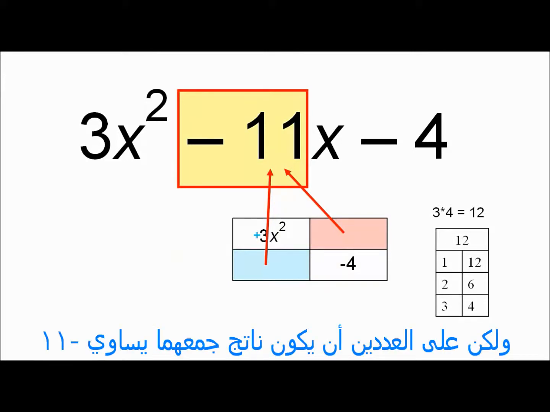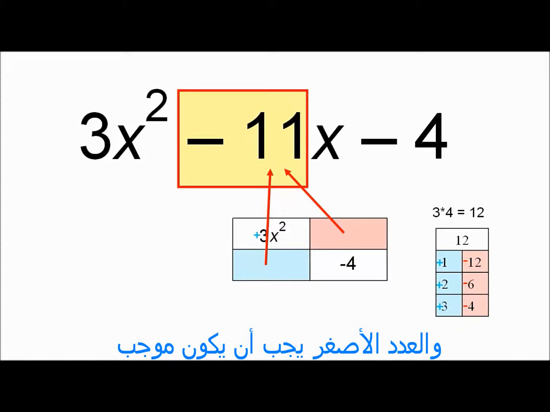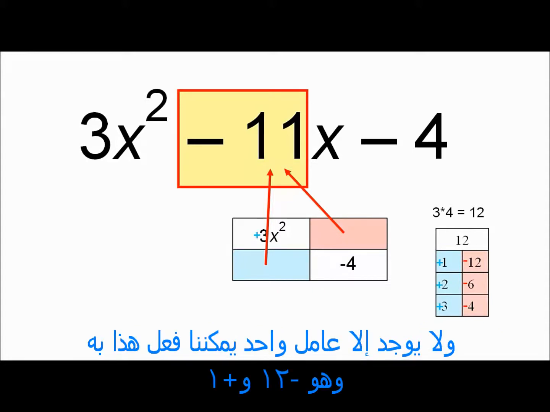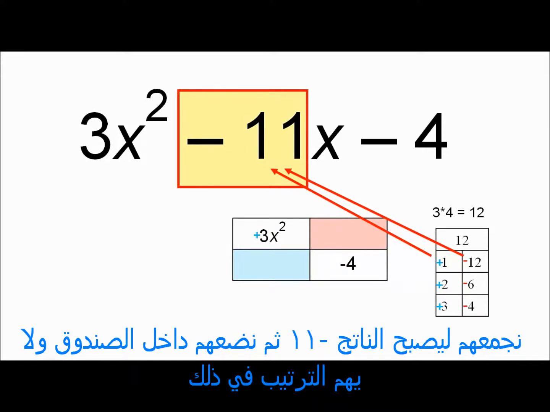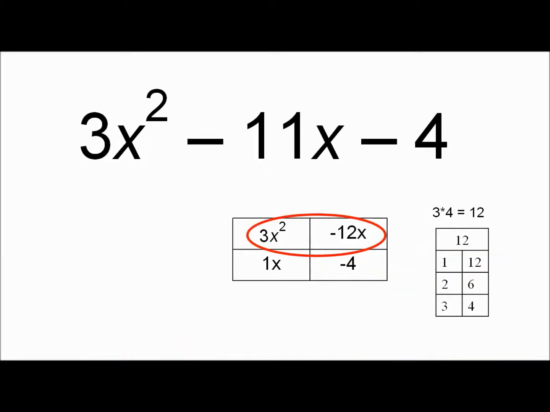Now they have to add up to negative 11. So that means that my larger numbers have to be negative and my smaller numbers have to be positive, because I'm adding these two numbers together to get a negative 11. And it turns out there's only one pair of numbers that do that. That would be negative 12 and positive 1. They will add up to give me negative 11. So I fill them into the table, and it doesn't really matter which position they go into.